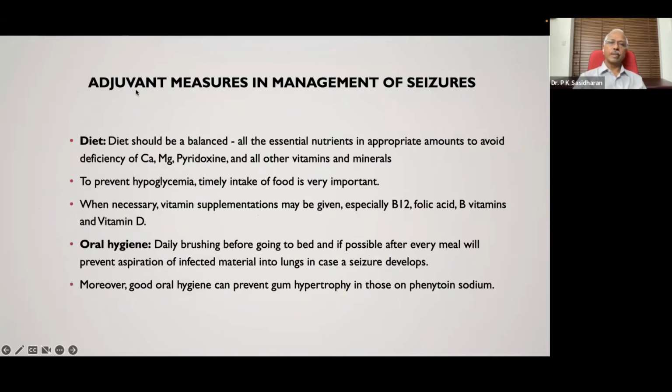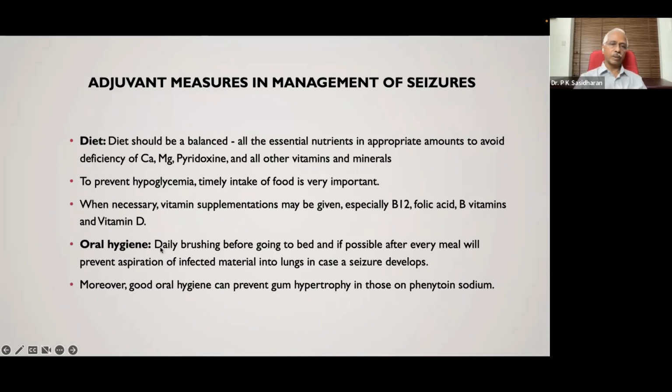Always, these adjunctive measures are very important in management of seizures. The diet should be balanced. Then only they will get calcium, magnesium, pyridoxine, and vitamin D and all. So that is one thing which is forgotten. All the essential nutrients in appropriate amounts to avoid deficiency of calcium, magnesium, and pyridoxine. And to prevent hypoglycemia, timely intake of food is important. Prolonged fasting should be avoided. When necessary, vitamin supplements can be given, like B12, folic acid, B vitamins, and vitamin D.